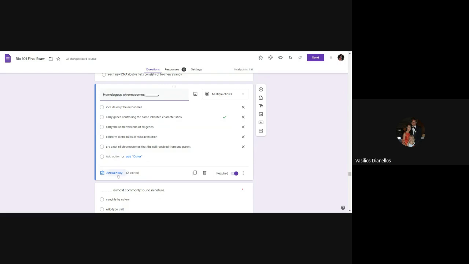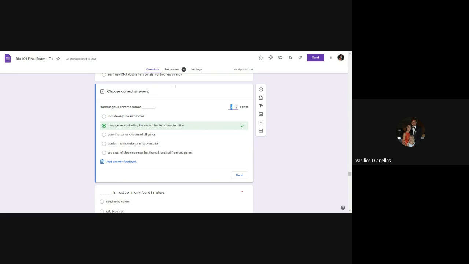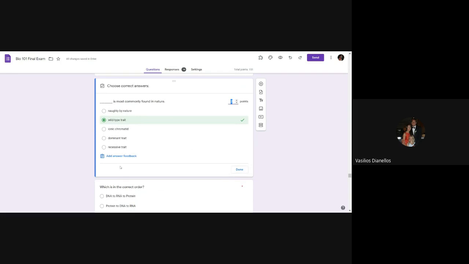But again, partial credit, as long as you didn't guess this one that I completely made up. Conform to the rules of misbaventation. That is something I made up, and you would get 0 credit for that. Partial credit for any other wrong answer. Blank is most commonly found in nature. The answer is simply the wild type.